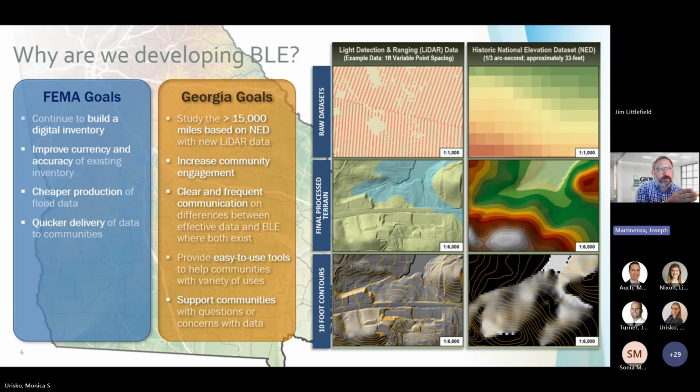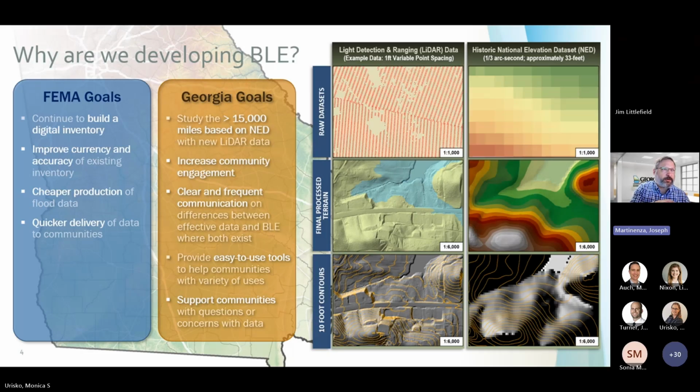We have LiDAR, which you can see in the top left, and it has millions and millions of points, and it produces much better topography. We get to see low-lying areas where water ponds. We can accurately determine which way the water's flowing. You can take a look at those pictures.